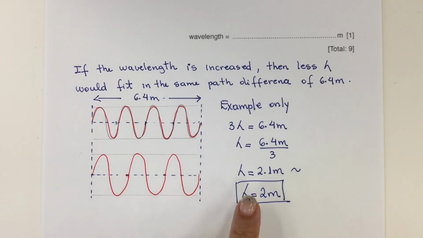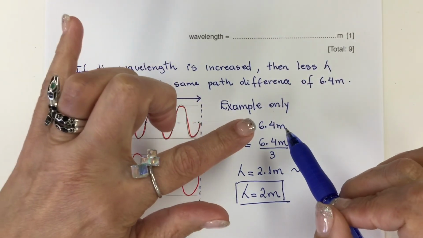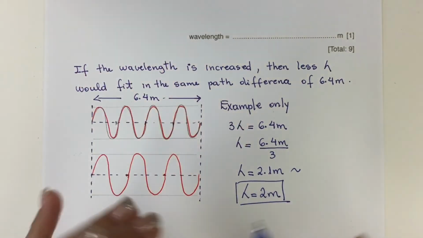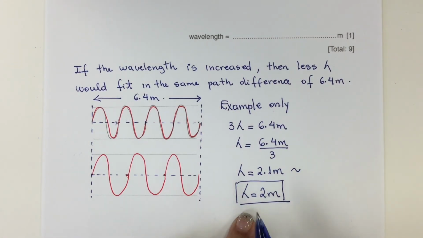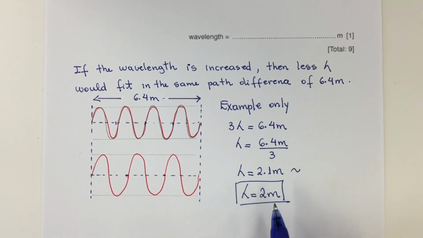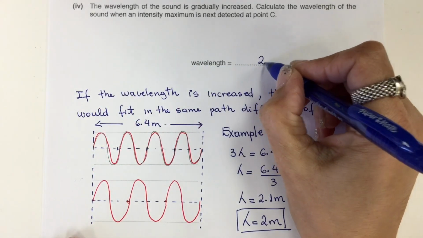Because remember, the path difference must be a whole number. So the path difference will remain the same, but the size of the wave, the new wave now, instead of 1.6 meter, will be 2 meter. So the answer is 2 meter.